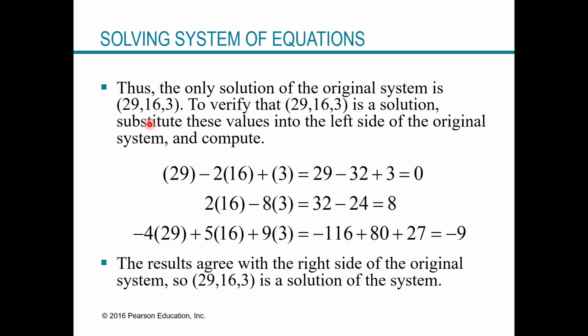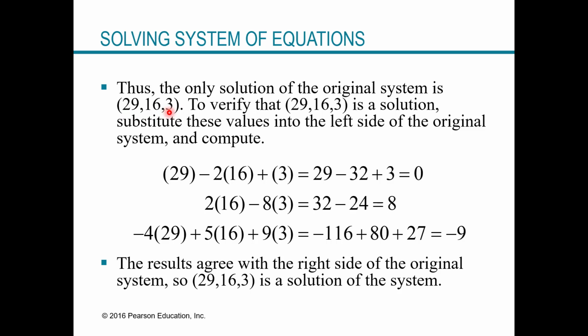Okay, so what we found was one solution. So this system of linear equations had exactly one solution, and because it was 3 variables, we can write the answer as an ordered triple. So we had x1 was 29, x2 was 16, and x3 was 3.